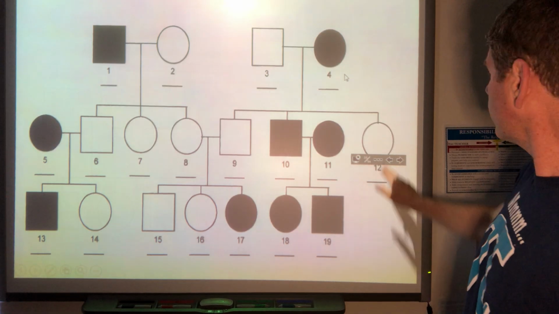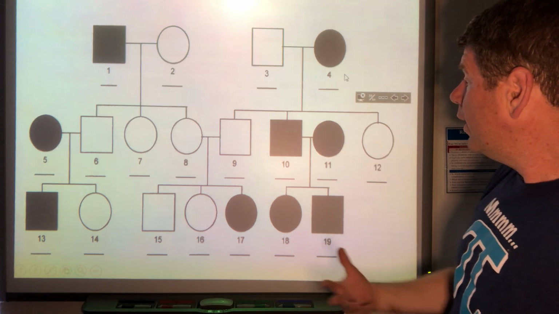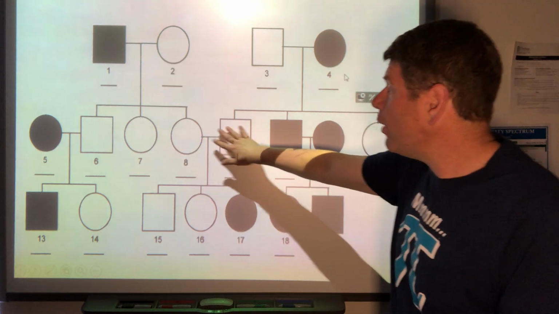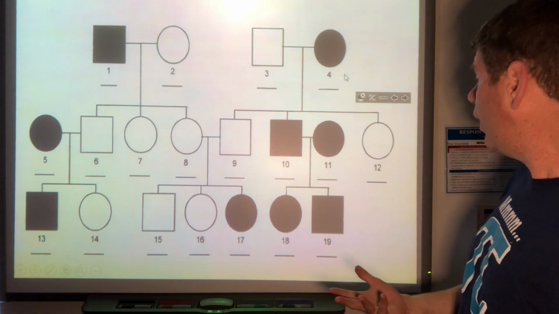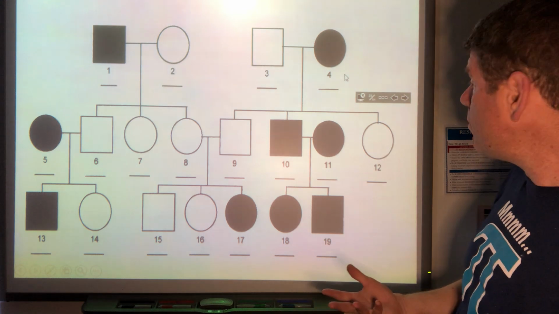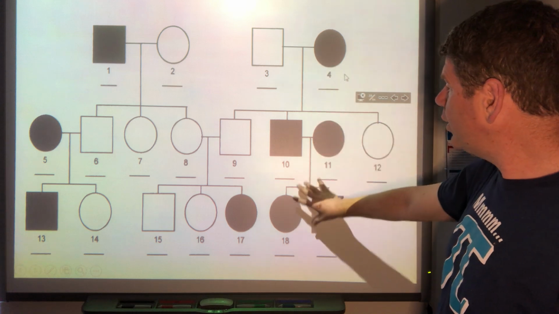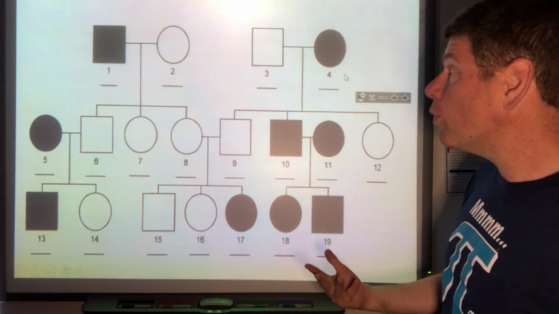This one here. So we apply the same kind of idea. Here we see an affected offspring with unaffected parents. So it's got to be recessive. Is it likely sex-linked? Well, what are our numbers of males and females? So quite a few females affected, especially over here. So again, probably autosomal recessive.